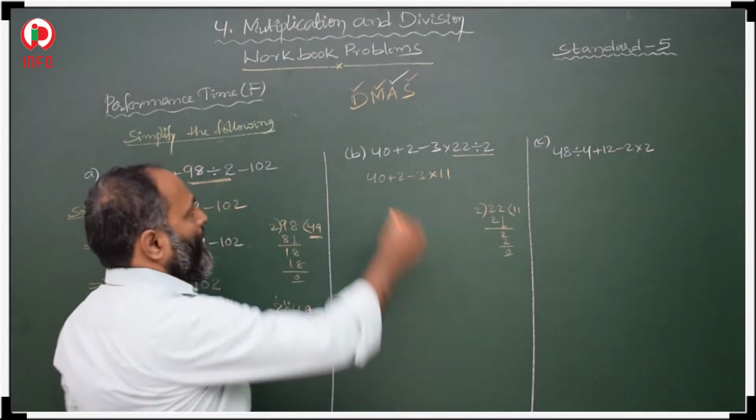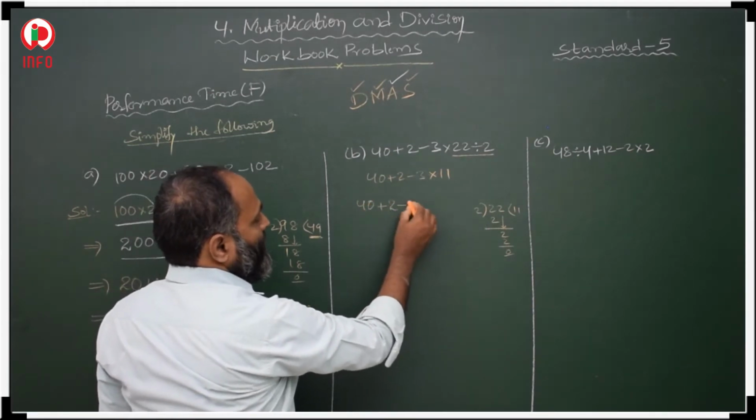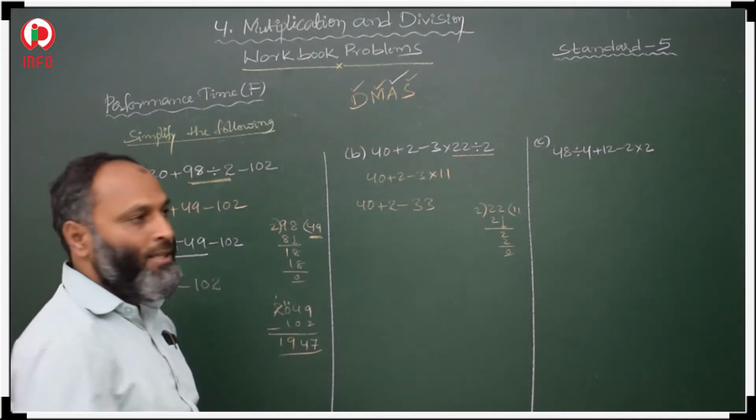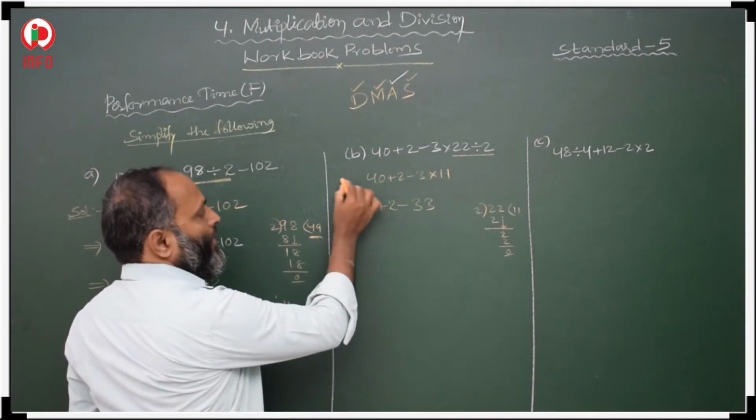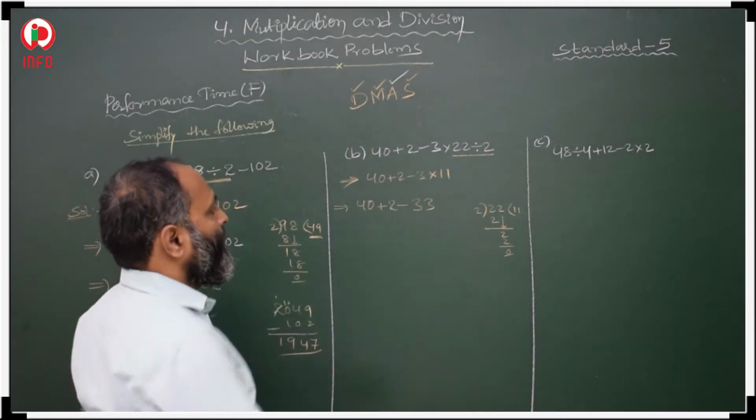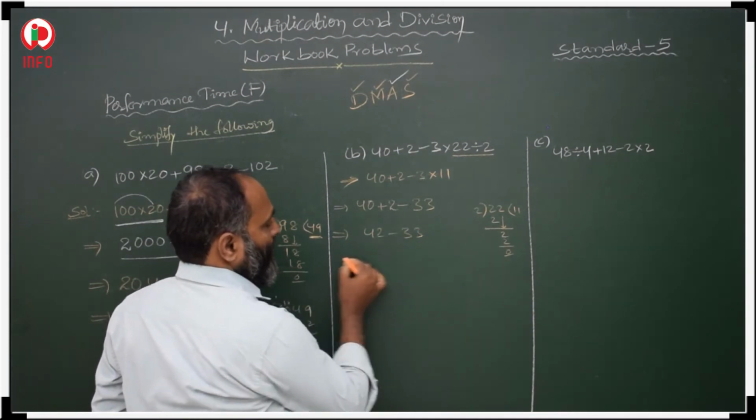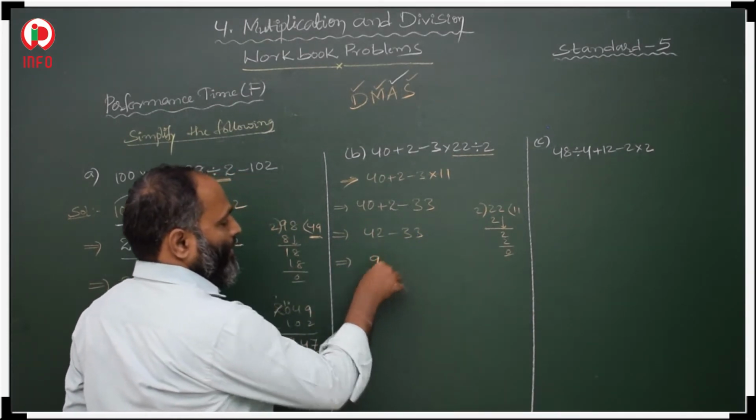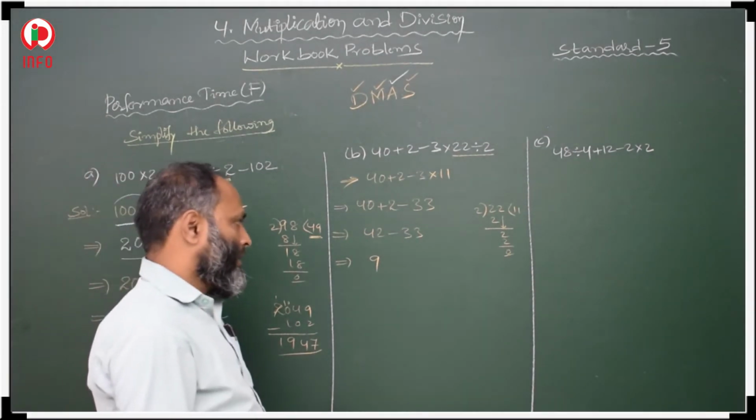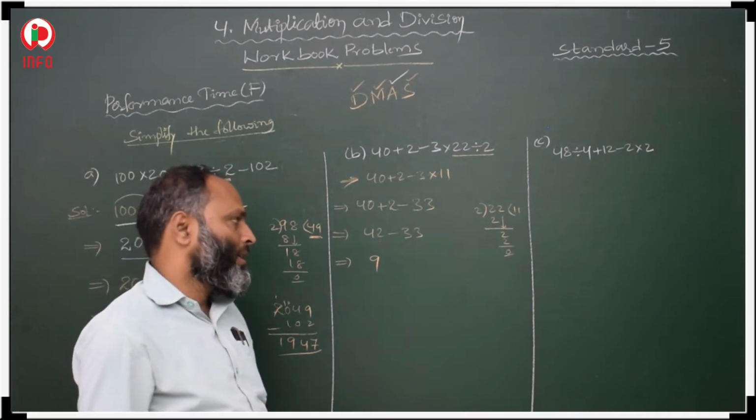After division is over, then multiplication. 40 plus 2 minus 3 11s are 33. 11 3s are 33. Then after that addition, we have to add 40 plus 2, 42. 42 minus 33 is 9. 9 is your answer.